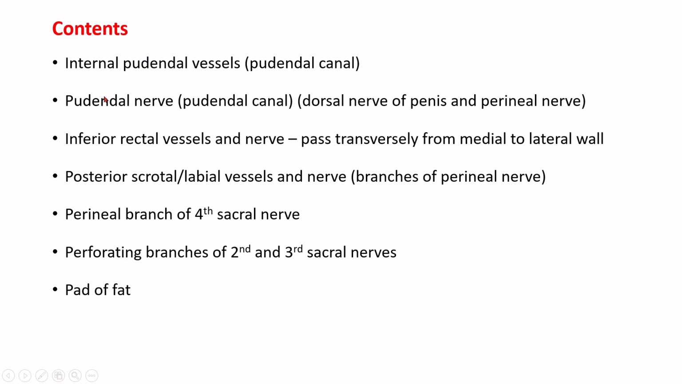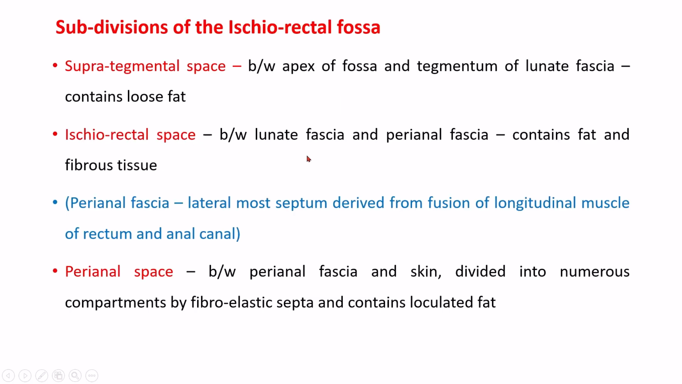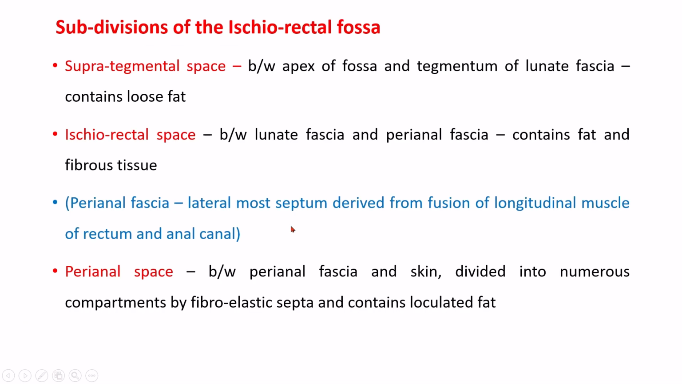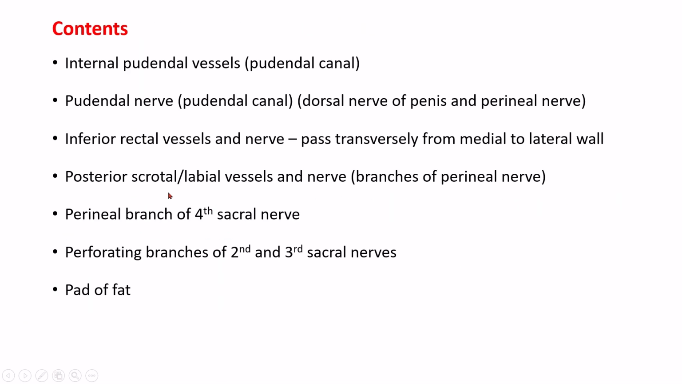The contents of the ischiorectal fossa are the internal pudendal vessels, which are located in the pudendal canal, and the pudendal nerve, also located in the pudendal canal. It has two branches, the dorsal nerve of the penis and the perineal nerve. Then the inferior rectal vessels and nerve traverse from the lateral wall to the medial wall. Then there are the posterior scrotal or labial vessels and nerve, branches of the perineal nerve, which is a branch of the pudendal nerve, the perineal branch of the fourth sacral nerve, the perforating branches of the second and third sacral nerves, and a pad of fat.